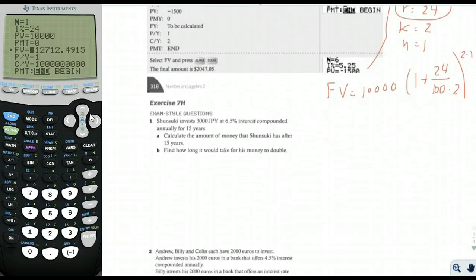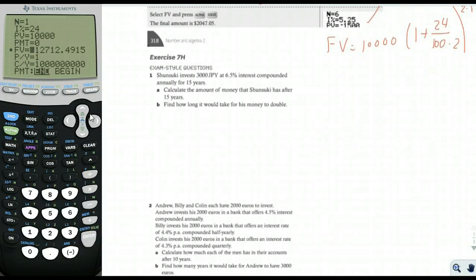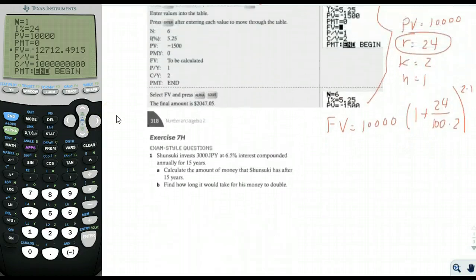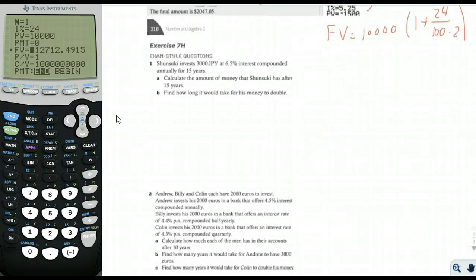So we're on the first problem set. I'm only asking you to do 2 problems today because you're just learning how to use a calculator. The important thing is, hey, let's write down the formula and what the variables are. Shunsuke invests 3,000 yen at 6.5% interest compounded annually for 15 years. Calculate the amount of money that Shunsuke has after 15 years.